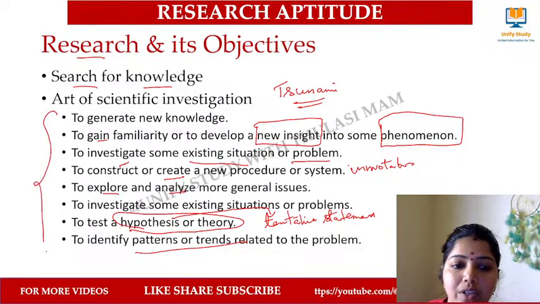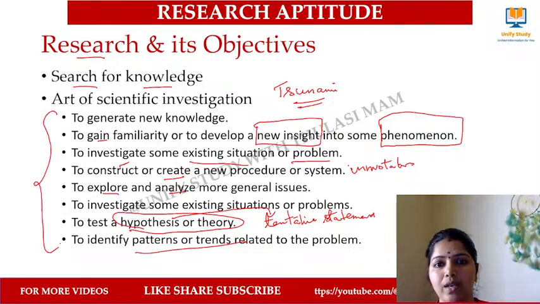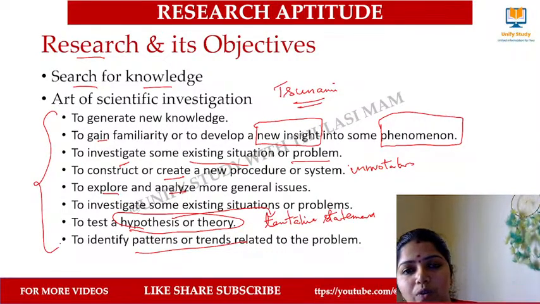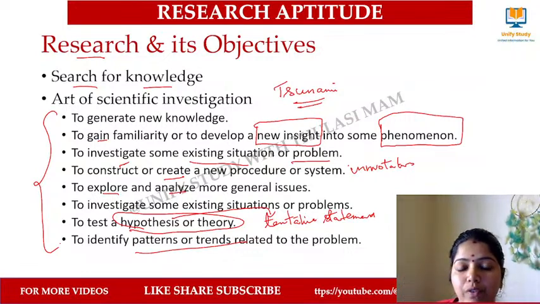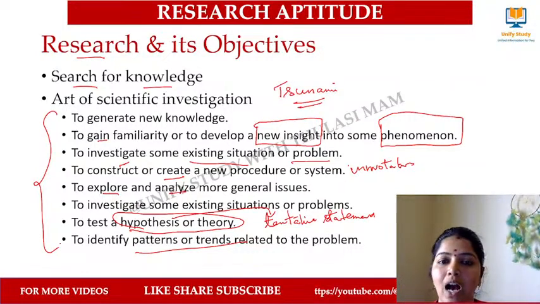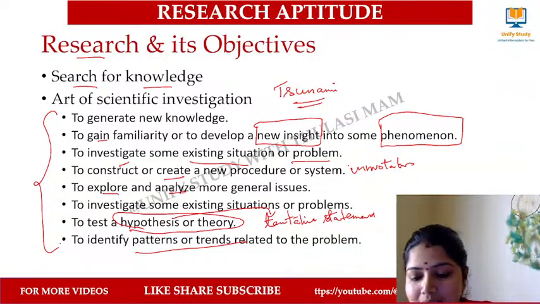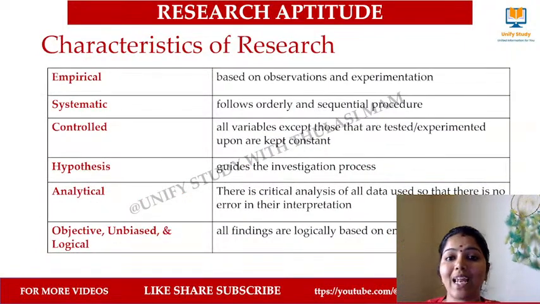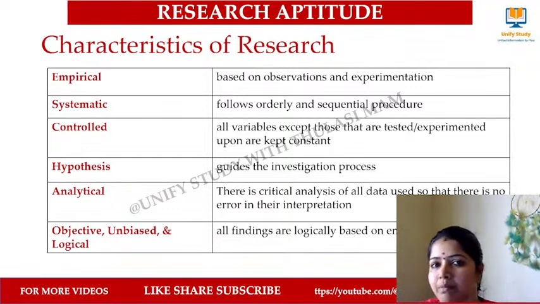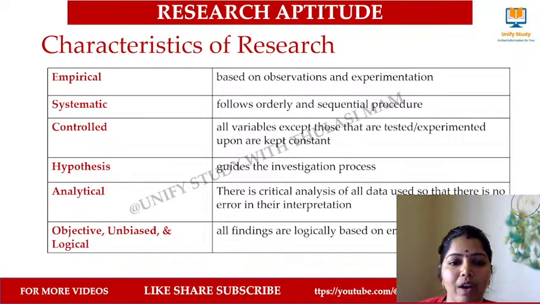This may be asked in your statement based questions. Which of the following are not the objectives of research? Which of the following are the objectives of research? In those things we can ask these types of questions. Yes, next we move to the characteristics of research. Many times these questions have been asked: which of the following is the characteristics, A, B, C, D, E, multiple selection that we have to do.